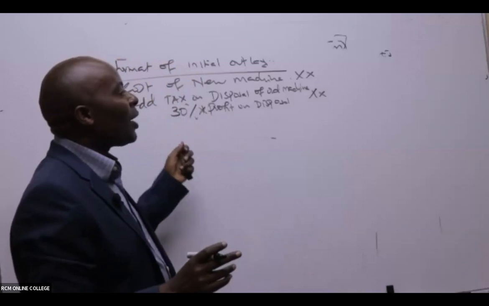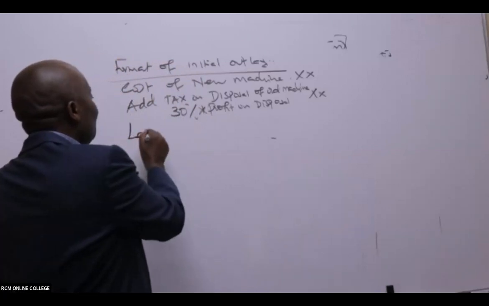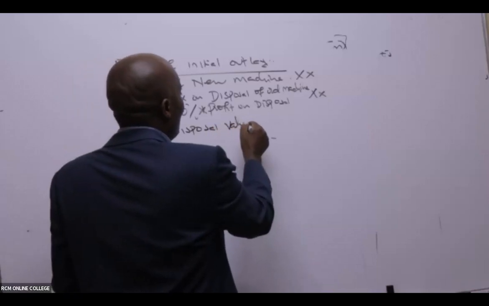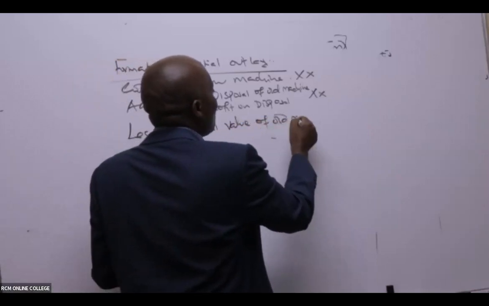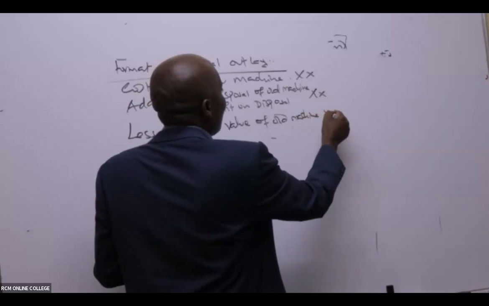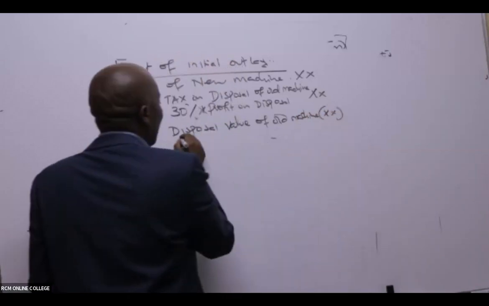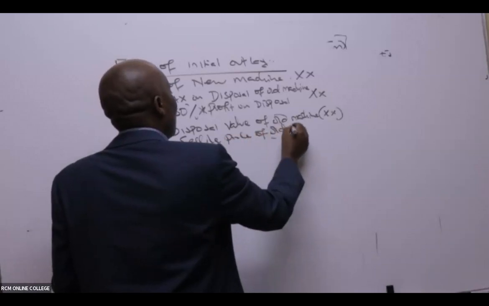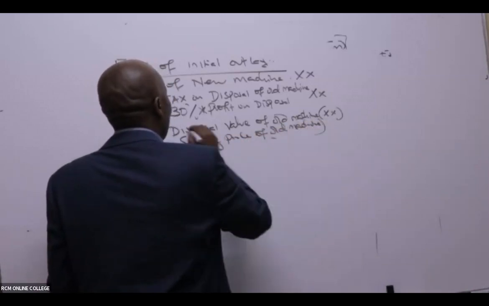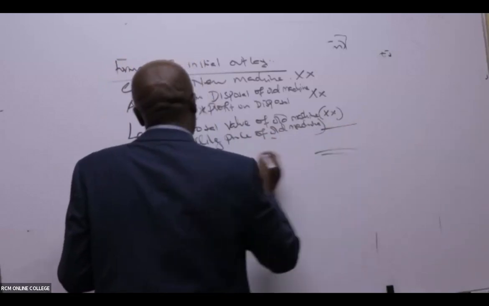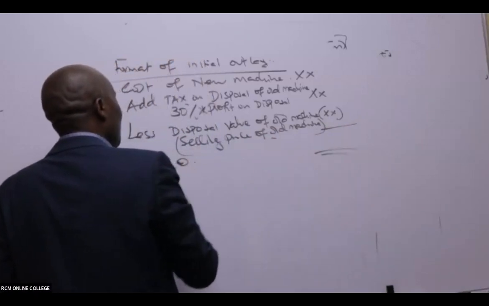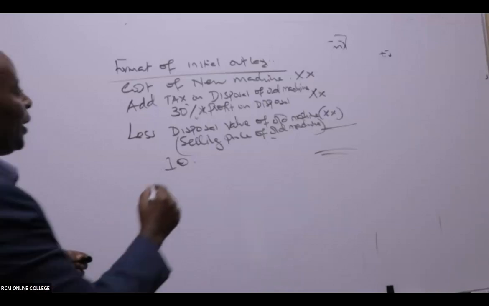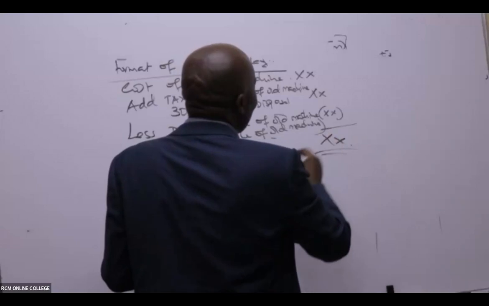But now you're going to get some relief. You less the disposal value of the old machine, the selling price of the old machine. And then you get the IO, the initial outlay. Now, this is not hard at all.